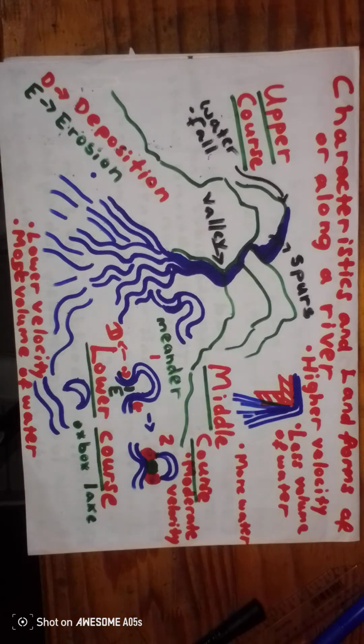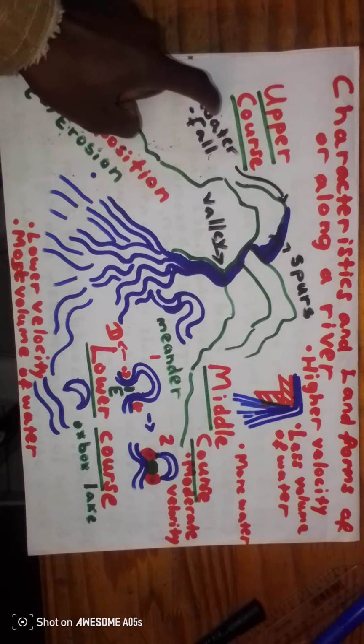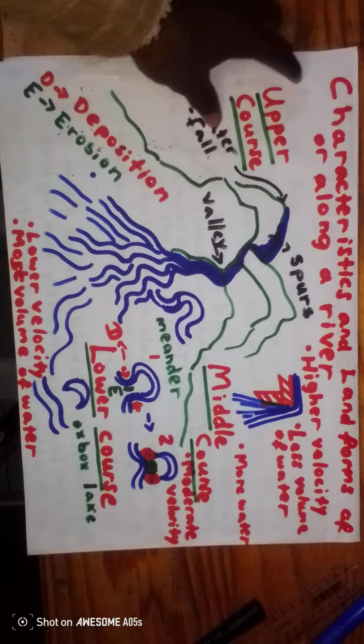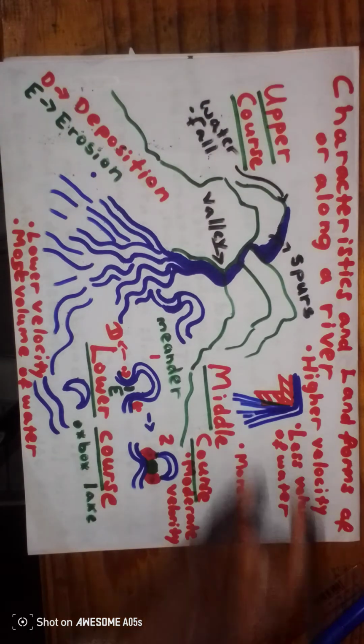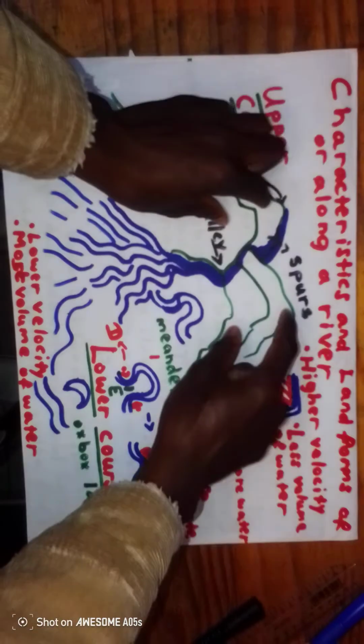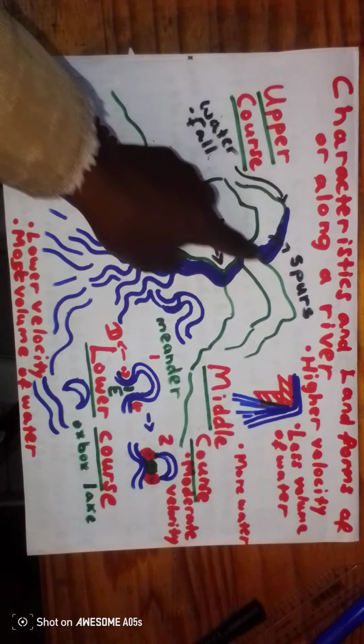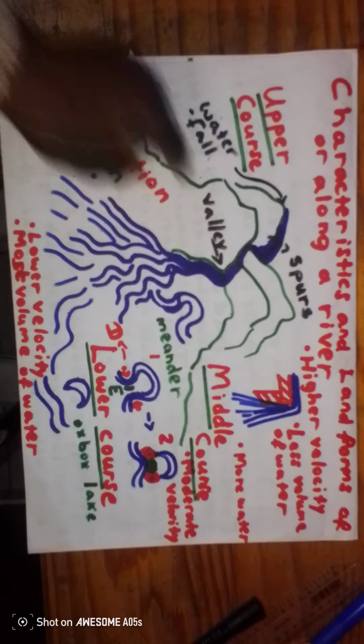Anyways, upper course. We have different landforms: spurs, valleys, and waterfalls. These are landforms formed at the upper course. My spurs are those big jagged mountains there. In between them we have the valleys, and that's where the water flows.